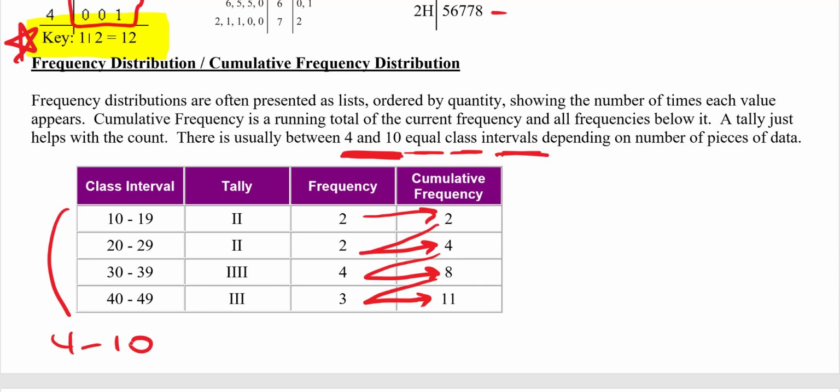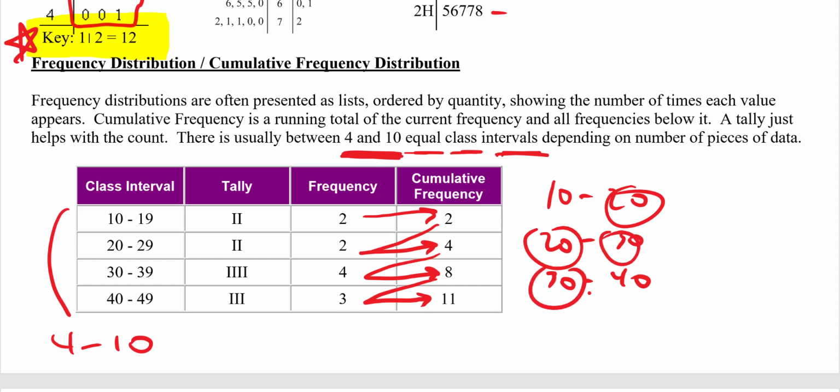And then you move on from there. Now, real quickly, see this 10 and 19? Kids sometimes do this. They do between 10 and 20, and 20 and 30, and 30 and 40. Well, what's wrong with this? Well, because 20's counted twice, and so is 30, and so is 40, right?